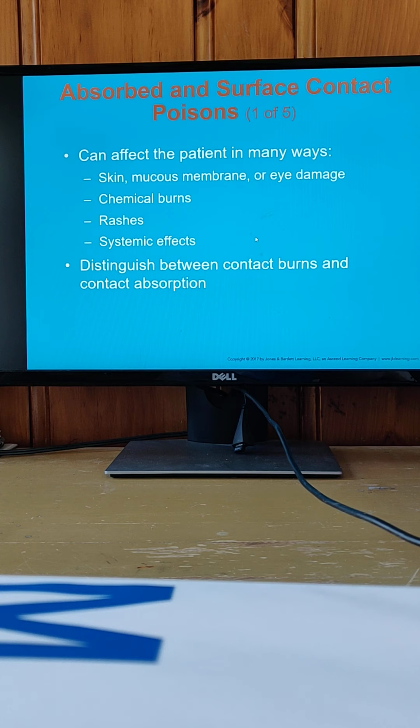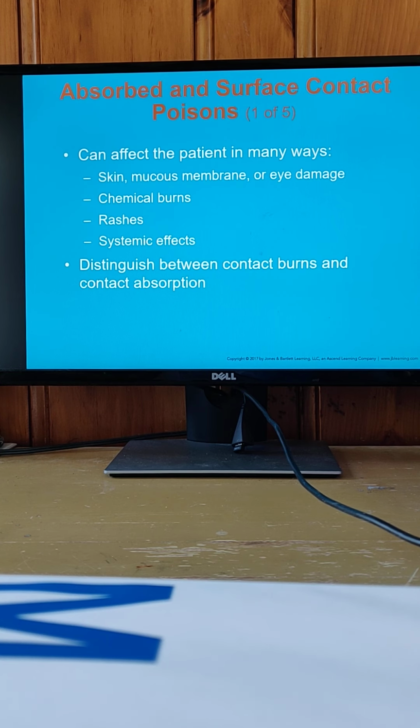Absorbed and surface contact poisons can affect the patient in many ways. Skin, mucous membrane, or eye damage, chemical burns, they can have rashes, and they can have systemic effects. Distinguish between contact burns and contact absorption, or you can have a combination of the two. Did the chemical burn the skin? At the same time when it was burning the skin, was a poison absorbed into the skin, or did it just simply burn the skin?